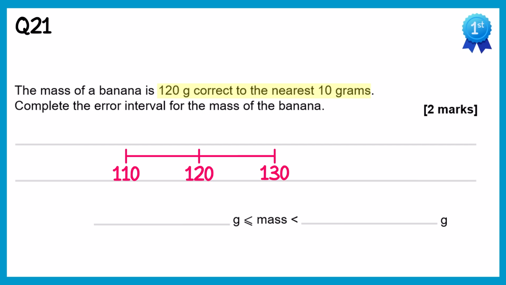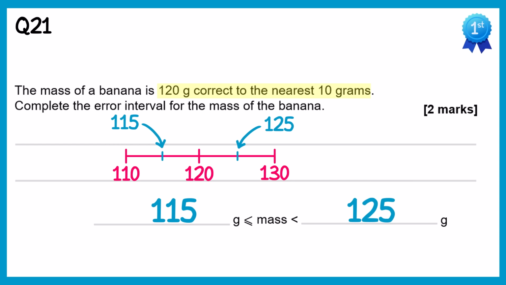We find the bounds of the error interval then by finding the points halfway in between these numbers. Halfway in between 110 and 120 is 115, and halfway in between 120 and 130 is 125. So these numbers form the bounds of the error interval, 115 and 125.